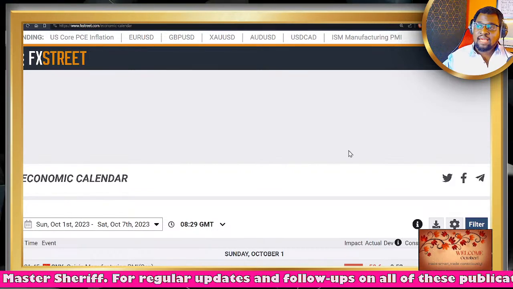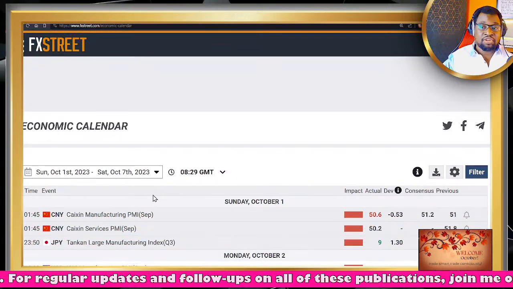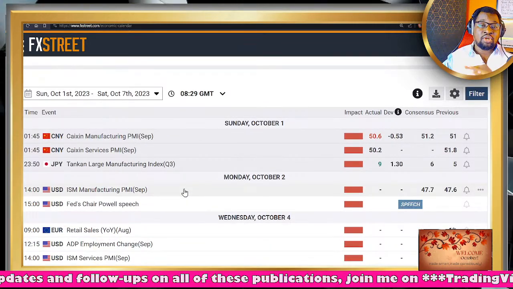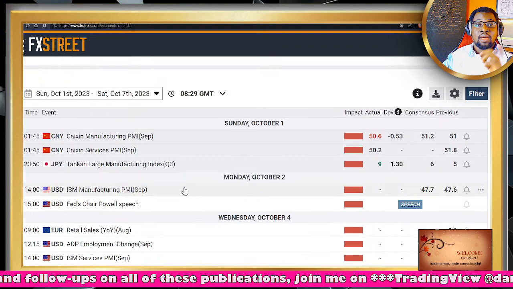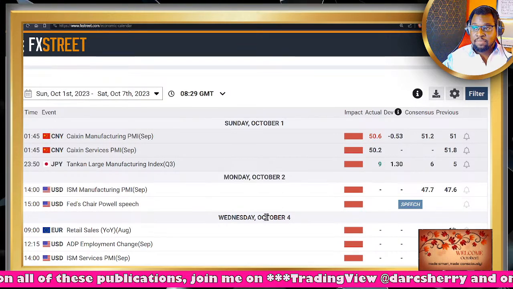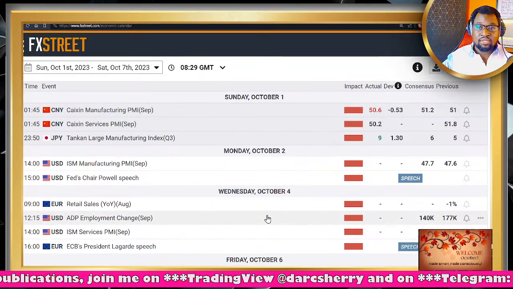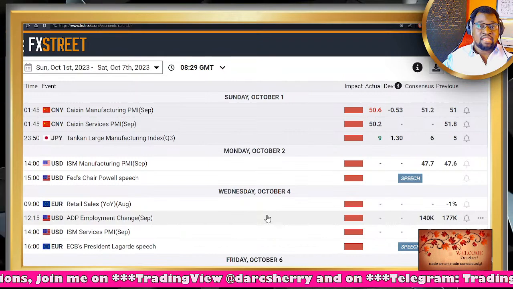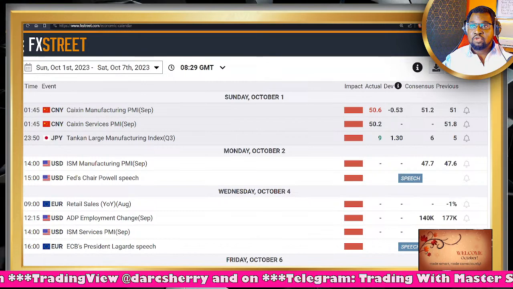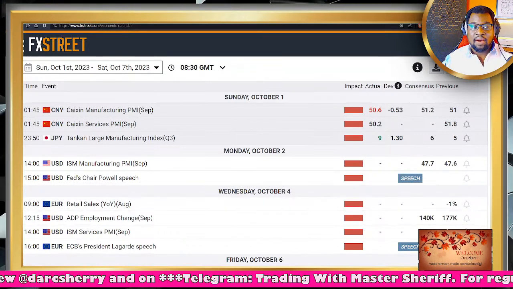Now, on the economic calendar, based on the assets we are going to be monitoring for this week, we are going to be taking into consideration high impact events from the United States and the United Kingdom's economy. Now, for today, Monday, October 2nd, we have a couple of high impact events. One is coming in from the United States, and that is the ISM manufacturing PMI.